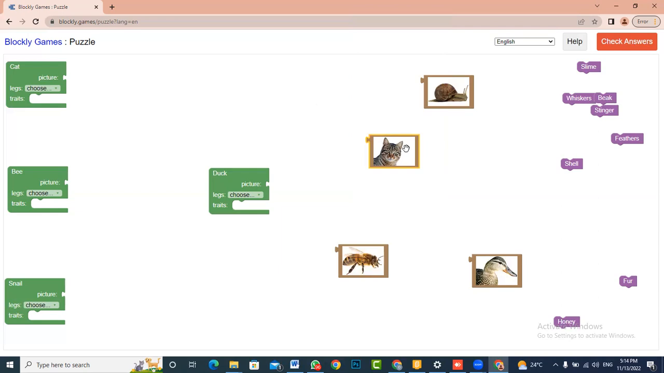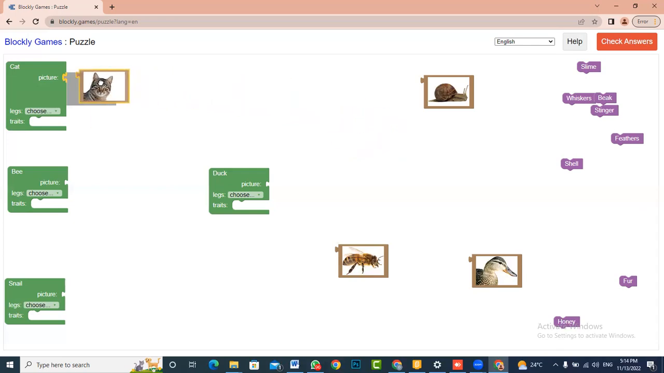Now, look at this hand closely. When I click it, it captures the cat's picture. And when I move it, now it moves. I am not releasing the click. I have kept it pressed. You need to keep the click button pressed and then you can move it and attach it to the right place. Okay.